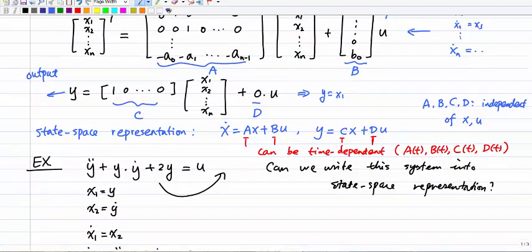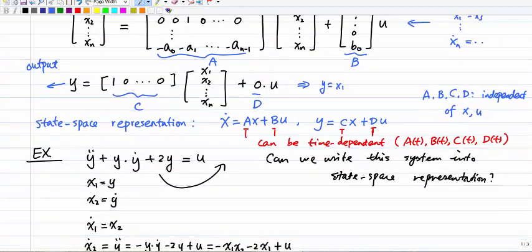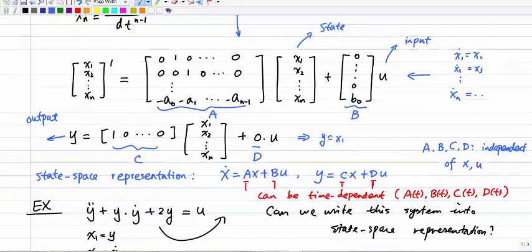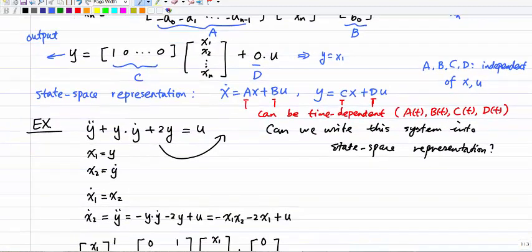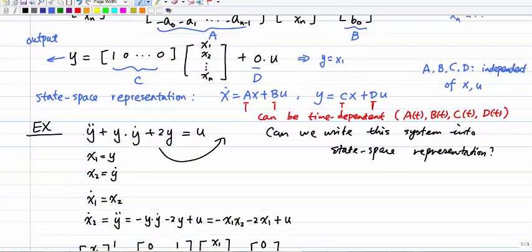Here I give you an example showing that it may not always be the case that we can write a differential equation in this ABCD form. For example, if I give a differential equation which is y double dot plus y times y dot plus 2y equal to u, here I just ignore all the t. It should be y(t) times y dot(t) plus 2y(t) equals u(t). I drop the t for simplicity of notation. So our question is, can we write this system into a state space representation with ABCD like this?